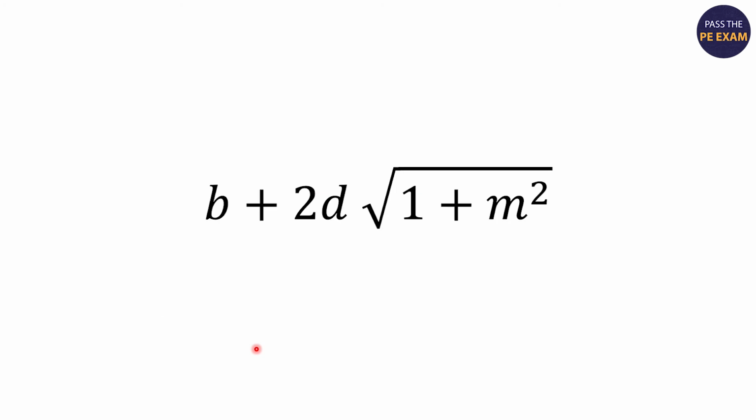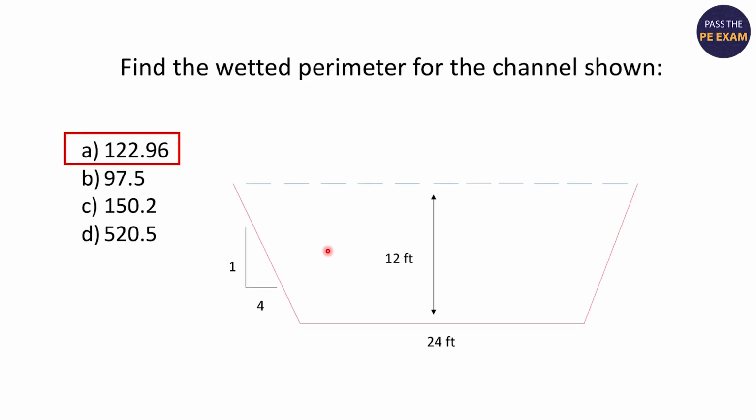Not just about this one equation, but in all of the problems you do on the PE exam, look for the quickest or shortest way to do it when you do your practice problems, because that may save you in the long run. So there you have it. There's the answer, A, 122.96. You solved it.